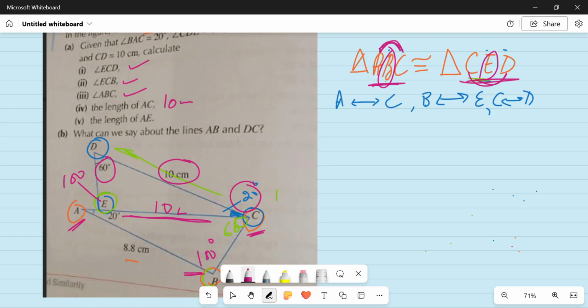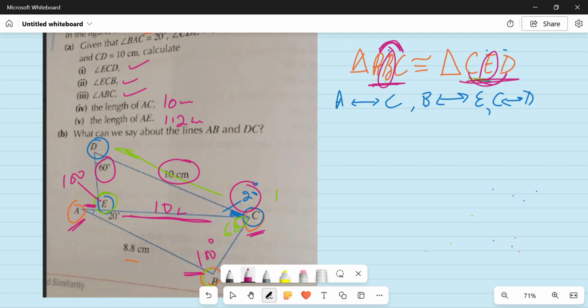Now the next one is the length of AE. Where is AE? This small part. See this small part, this is AE. This whole line, AC, is 10 centimeters, and EC is 8.8 centimeters. When we subtract, you will get AE. So the answer is 1.2.